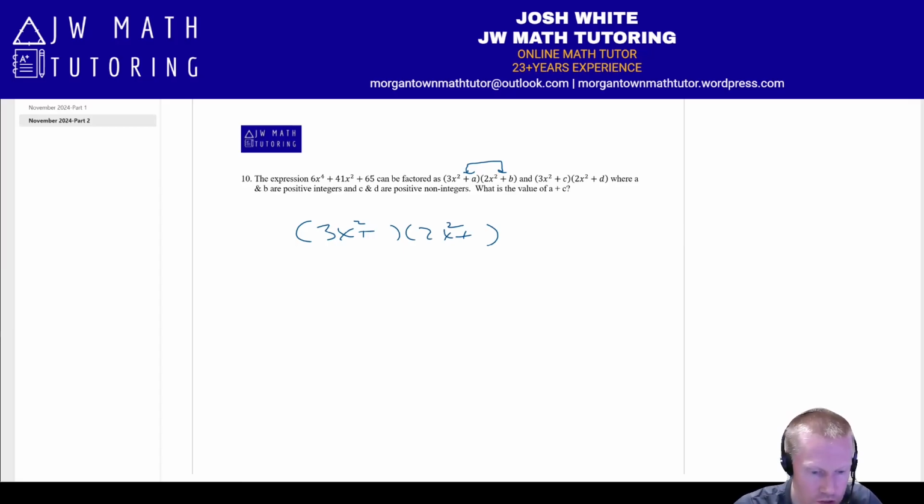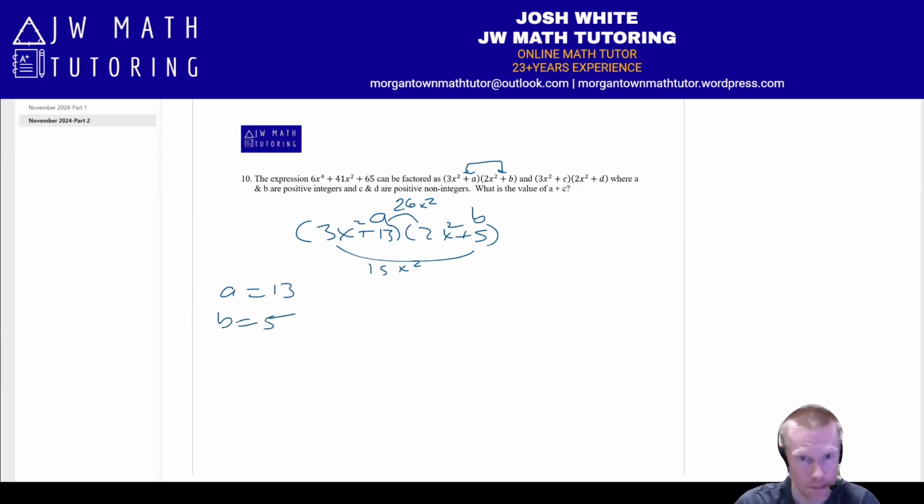And so it works out that it is 13 and 5 because this is 26x squared, this is 15x squared, 26 and 15, 41. Okay, so basically now we have A, we have B. Okay, A is 13, B is 5. Now, getting these other ones is tricky or challenging. So here is the only way that I have figured out to do it.